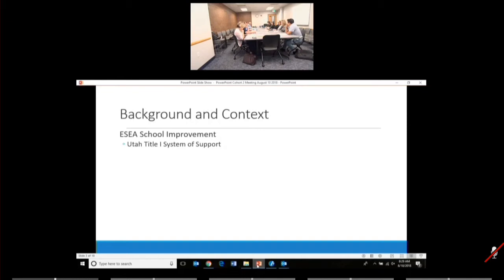Through that process, needs assessments were conducted, root cause analysis, they developed school improvement plans, they implemented those plans, and there was a system, much like we have here for those Title I schools, all the processes, procedures, templates, forms, formats to conduct that work.